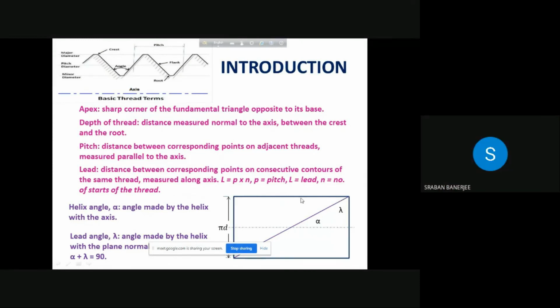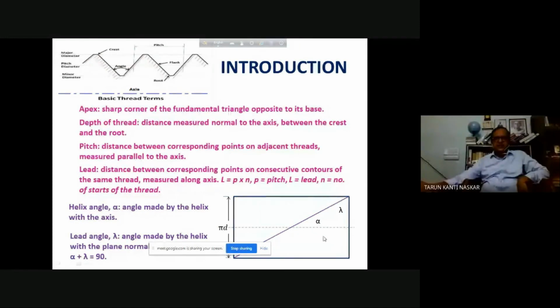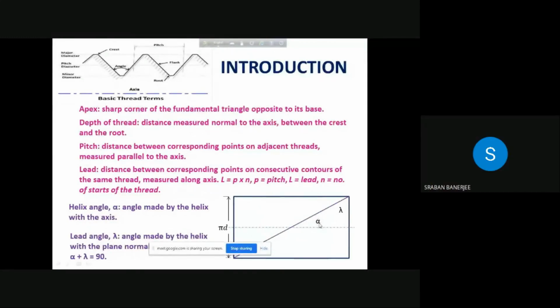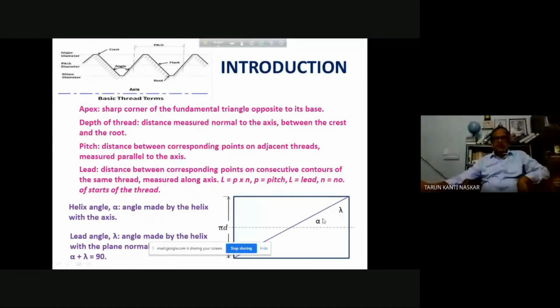This is the helix angle. This angle is the helix angle with the axial plane. This is lambda, the lead angle. So alpha plus lambda is equal to 90 degrees. Clear? And this is lead. From here to here, this distance is lead. So there is a relation between lead, the helix angle and pi d.